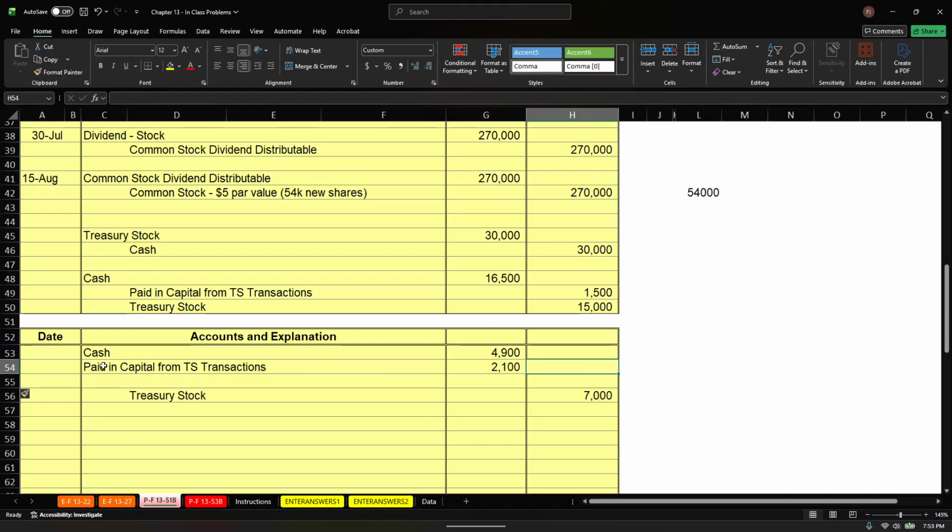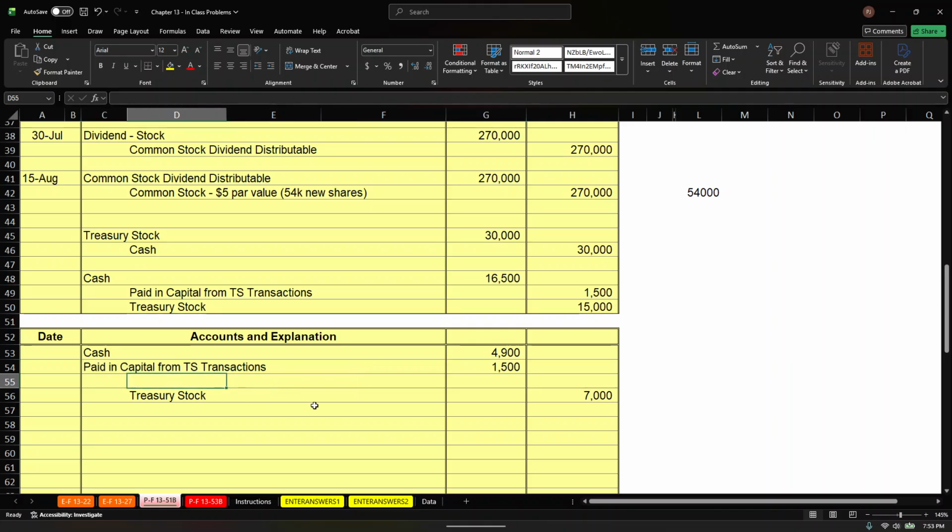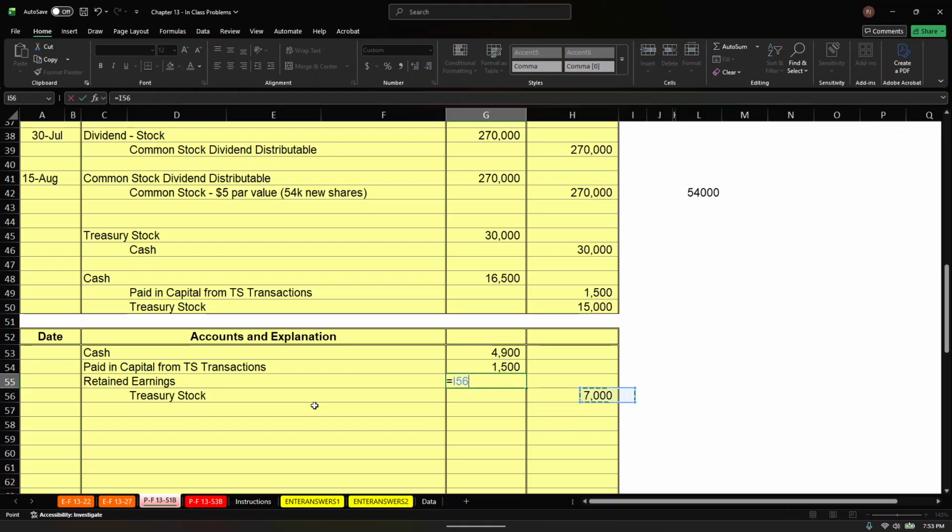We're going to have to do this. The max we can do this is 1,500, right? Because now this is fully offset with this debit. Now that account is zero. And the rest of it we're going to take from retained earnings. Okay, so it's going to be 7,000 minus this, minus this.